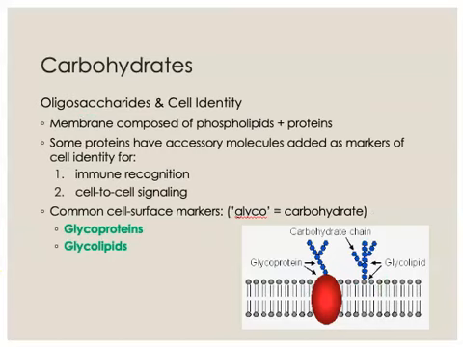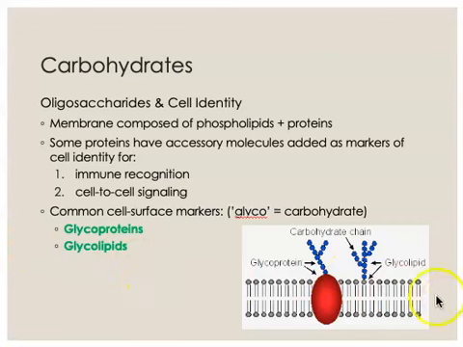I want to say just a few words about oligosaccharides. Remember, an oligosaccharide is a carbohydrate that has between 3 and 20 monosaccharides within it. Oligosaccharides are used by cells in order to identify themselves. They're generally found attached to either protein or lipid in the outer surface of the plasma membrane.